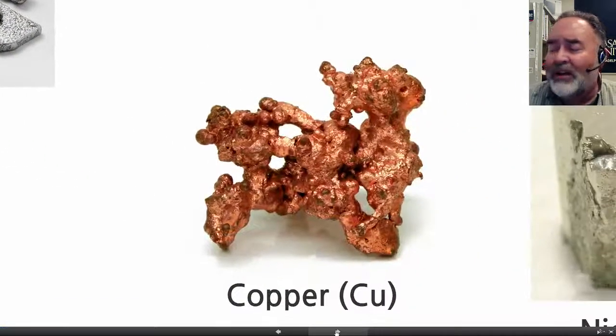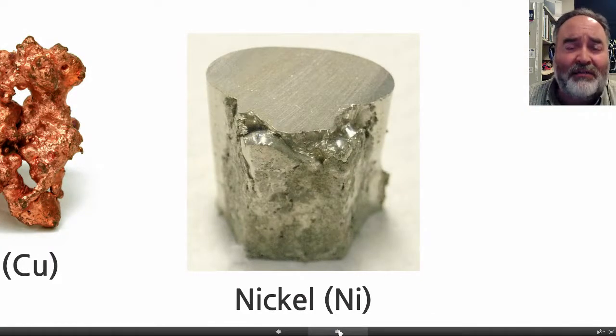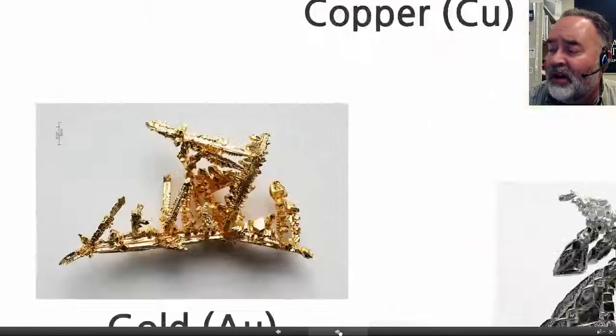This is what raw copper looks like. Oh, look, it's copper colored. That's why we call it copper. Nickel. It's nickel colored. The surface of the moon has a lot of nickel on it. That's why the surface of the moon looks like a silvery moon. It has nickel. It looks like this. Looks like a 5 cent nickel because it has a shiny nickel coating on it.